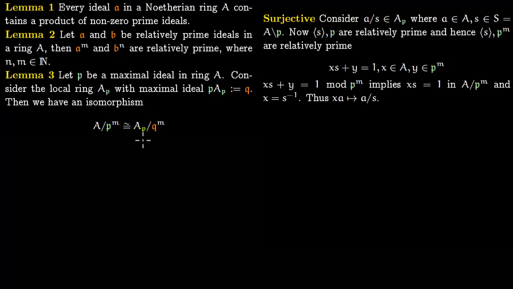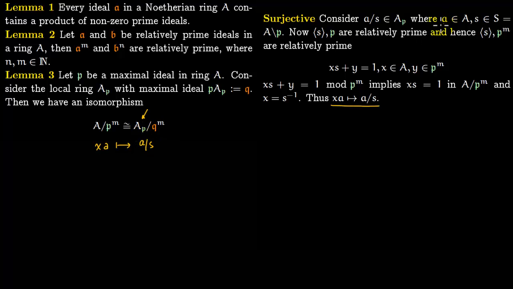For surjectivity, we are going to take some element A over S, and we are going to say this element A over S actually comes from some element x times A here. So this is what we are going to prove. So we are going to start with some A over S here. This is the ring we are considering, because we are just modding out the elements by P to the M, but this is the big ring we are considering. So it is the ring of fractions.